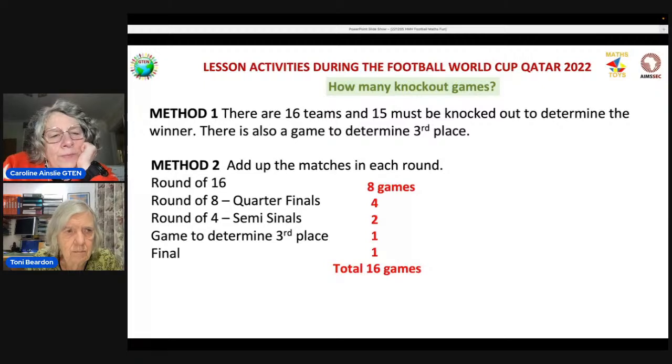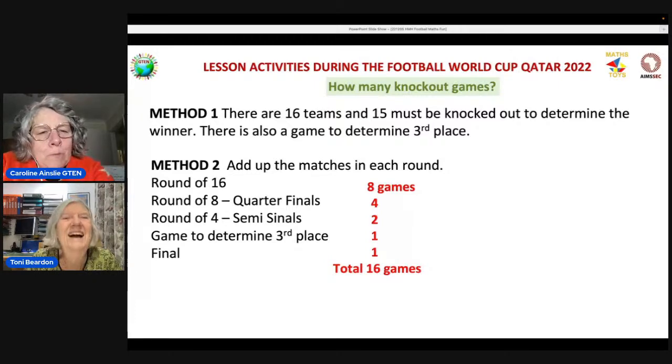I like method 2 purely because I can follow it. I can follow it step by step. I like that. It works with the way my brain works.